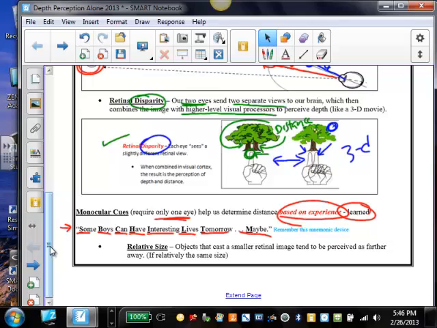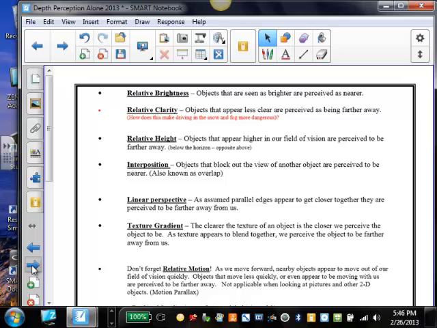So basically here are the monocular cues. They require only one eye to perceive depth. We have relative size, which means objects that cast a smaller retinal image are perceived to be farther away if we assume they're the same size. And I'll show you some examples of this in a moment.